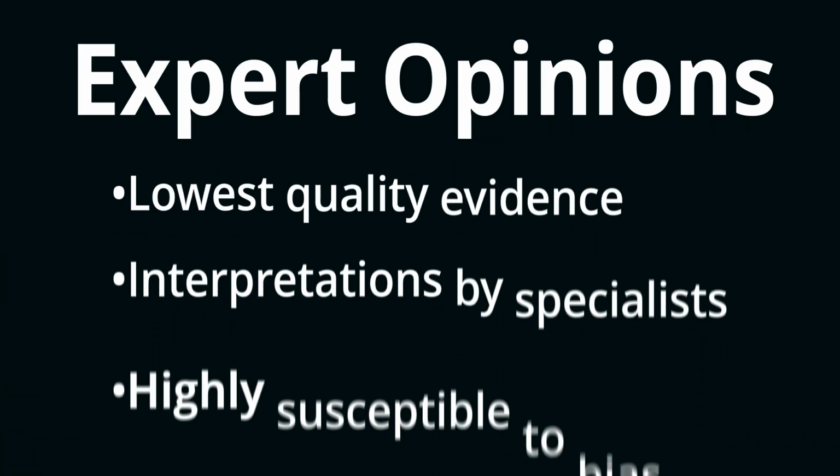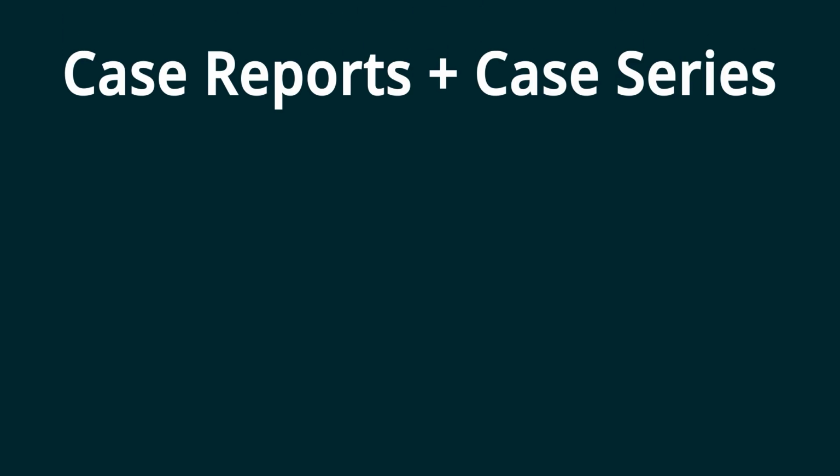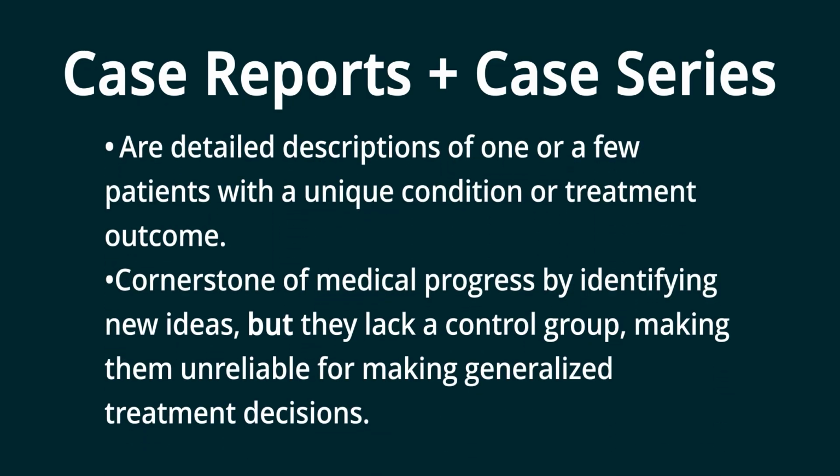At the base of the pyramid, we find abundant evidence, but it is generally of the lowest quality. Expert opinions are beliefs or interpretations by specialists. While valuable for hypothesis generation, it is highly susceptible to bias. Case reports and case series are detailed descriptions of one or a few patients with a unique condition or treatment outcome. They are the cornerstone of medical progress by identifying new ideas, but they lack a control group, making them unreliable for making generalized treatment decisions.